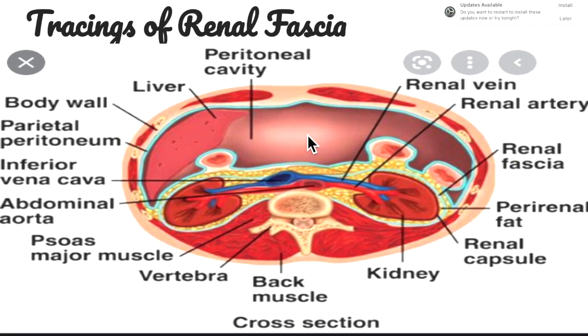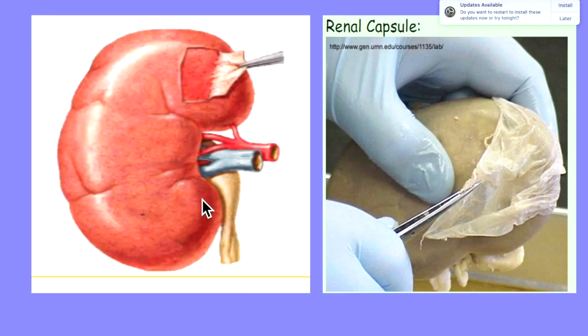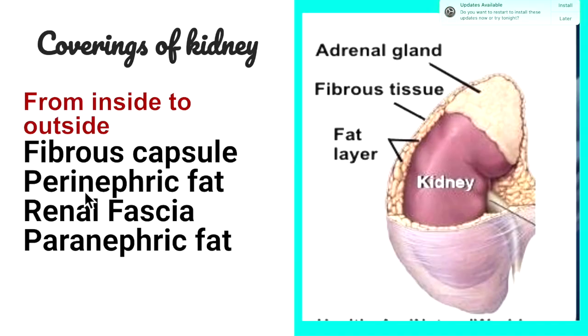And this is the peritoneal cavity, and the blue line seen here is the disposition of the renal fascia. Before the renal fascia, we have to know about the perinephric fat. See here, this is the perinephric fat. After the covering of the fibrous capsule, the next layer is the perinephric fat.